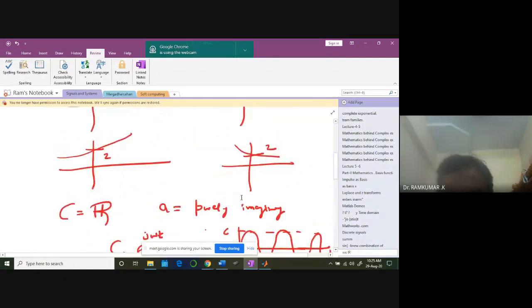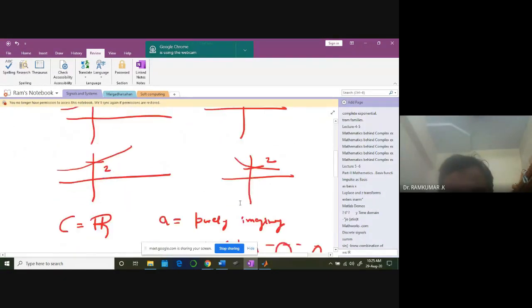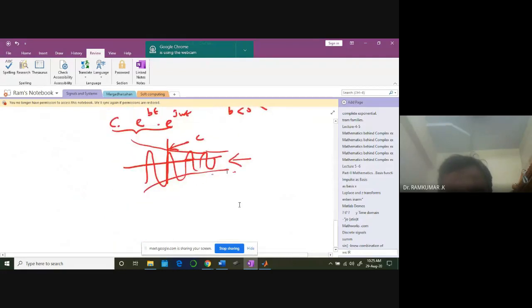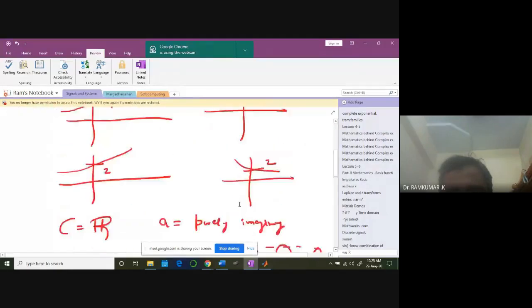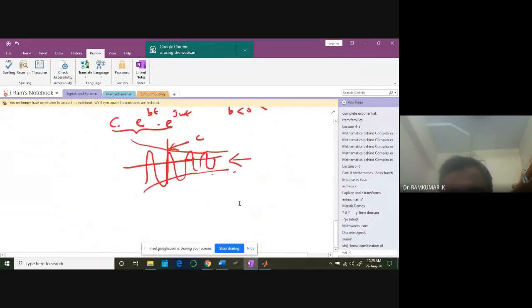Everybody understood these ideas? Any doubt anywhere? This is called the complex exponential signal, a very powerful, important signal, heavily employed in control systems. Yeah, now we'll go on.